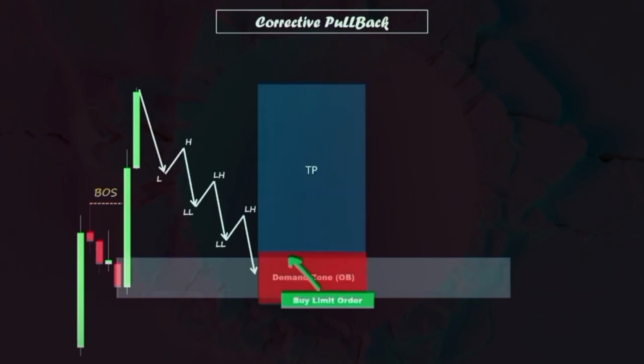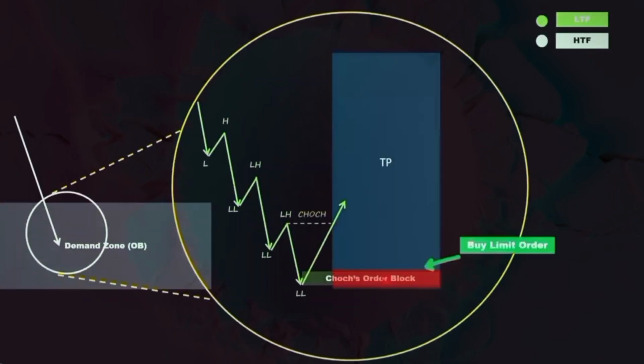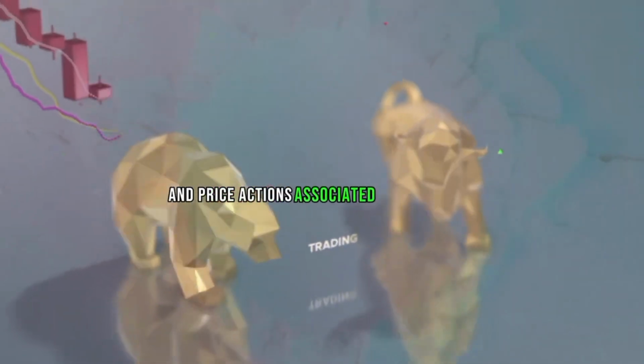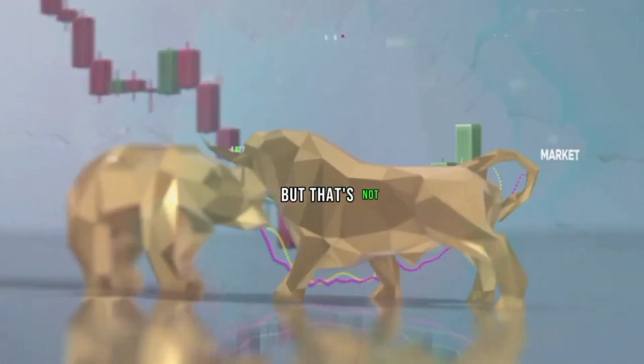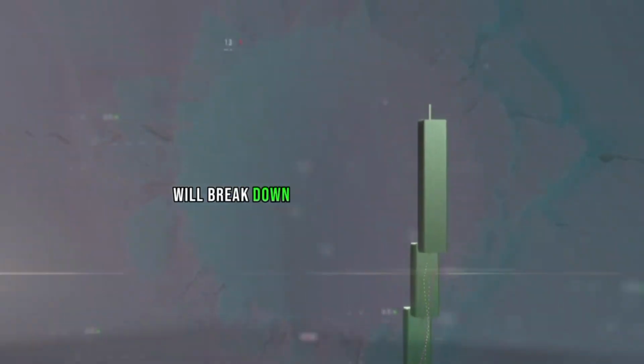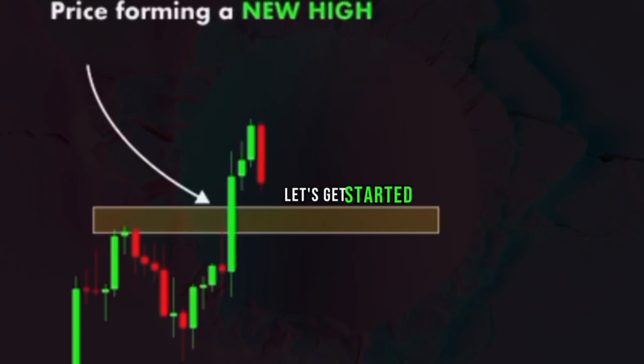Today, in this advanced episode, we are diving into various pullback types, trading strategies and price actions associated with pullbacks that you might encounter in the market. But that's not all. We'll break down the key criteria and rules that elevate a pullback to a high probability trade. So let's get started.